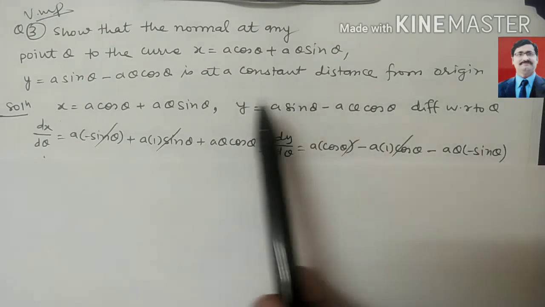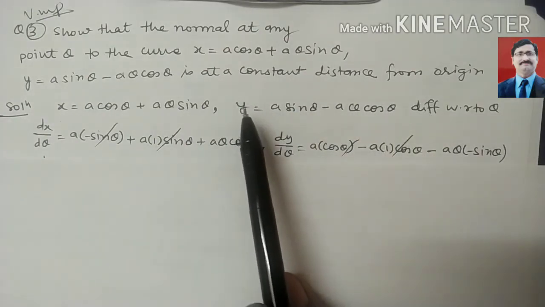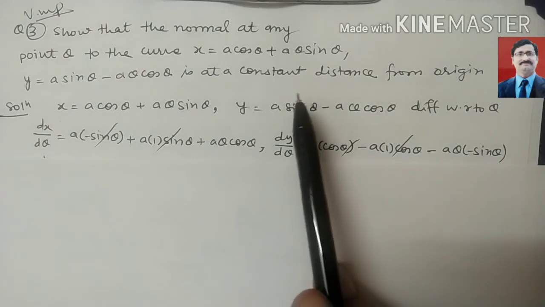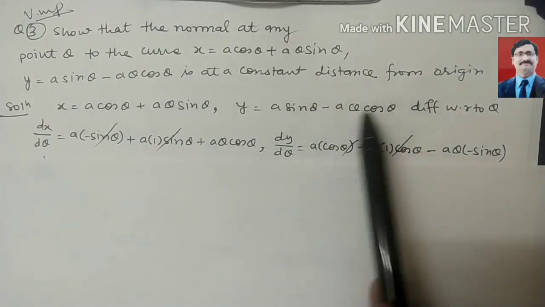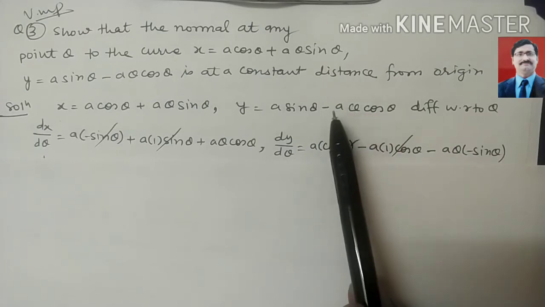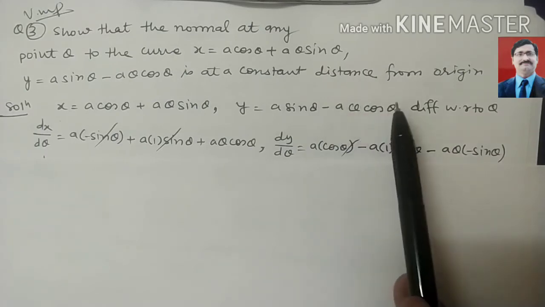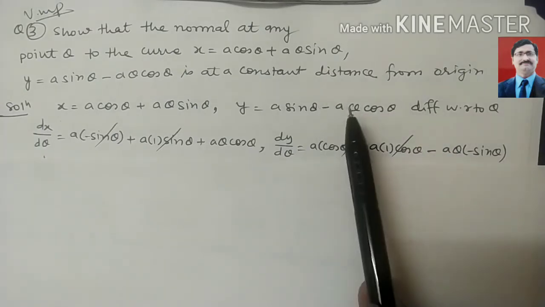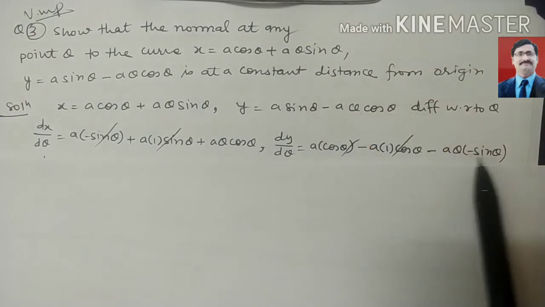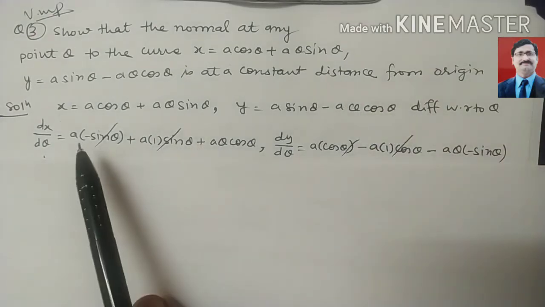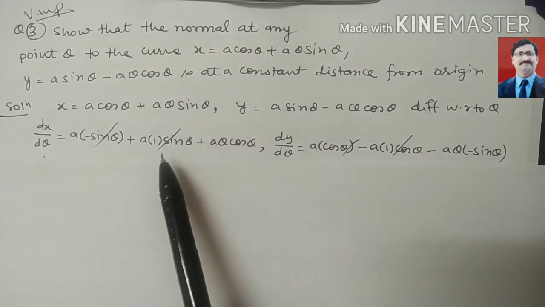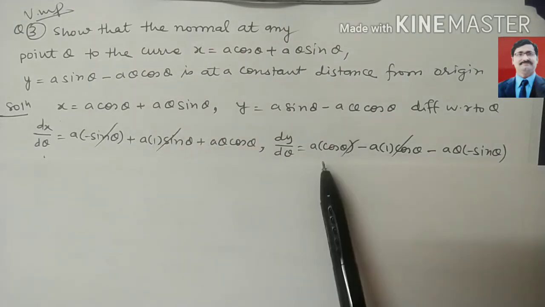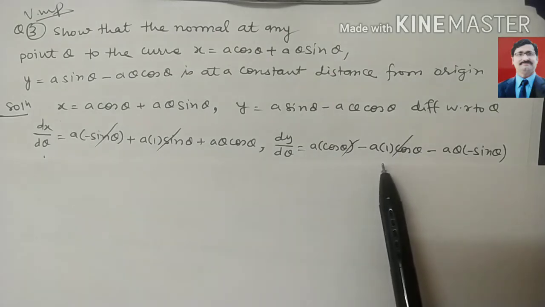Similarly, we do the differential of y. So dy by d theta equal to the differential of sin, which is cos, so we get here a cos theta. Here we will do the differential of theta first. So minus a times 1 cos theta we get, minus a theta as it is, and the differential of cos theta is minus sin theta. Now look here, the first term minus a sin theta and plus a sin theta cancel. Here also a cos theta and minus a cos theta cancel.